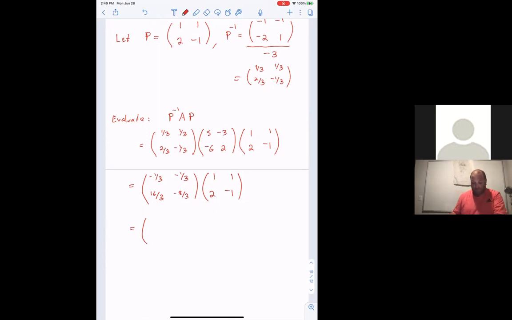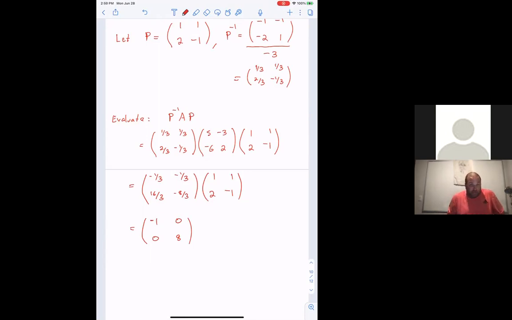Oh, dummy. Negative 1/3 minus 2/3 is negative 3/3, it's negative 1. And then negative 1/3 plus 1/3 is 0. And then 16/3 minus 16/3 is 0. And then 16/3 plus 8/3 is 24/3, which is 8. So what do we get when we multiply P inverse times A times P?